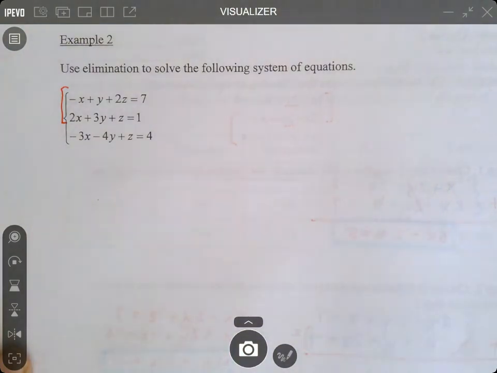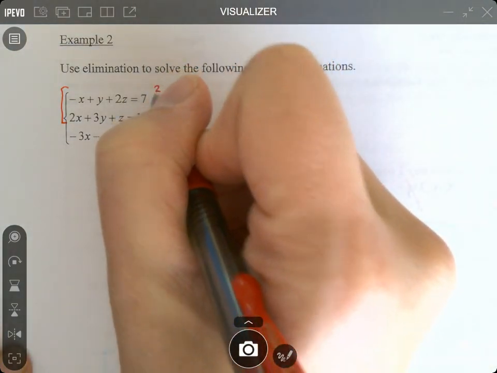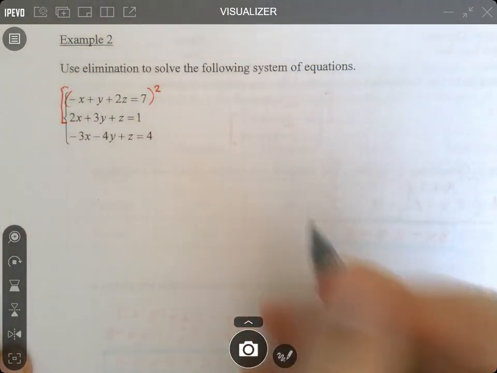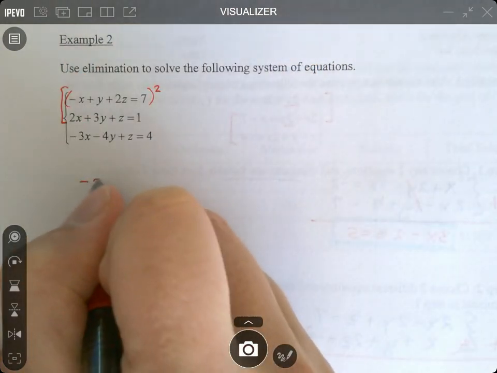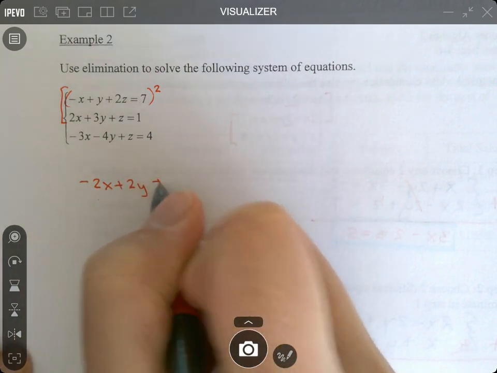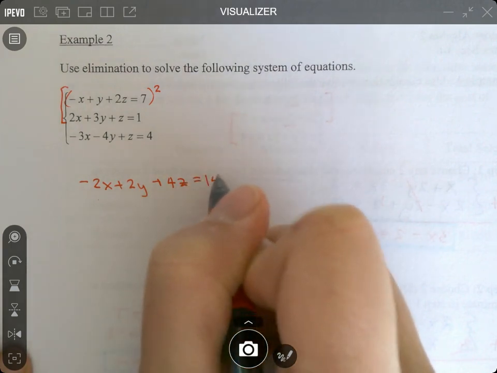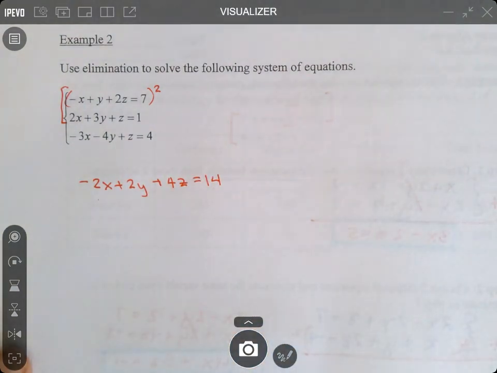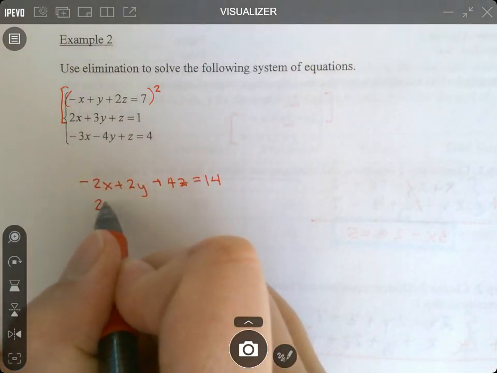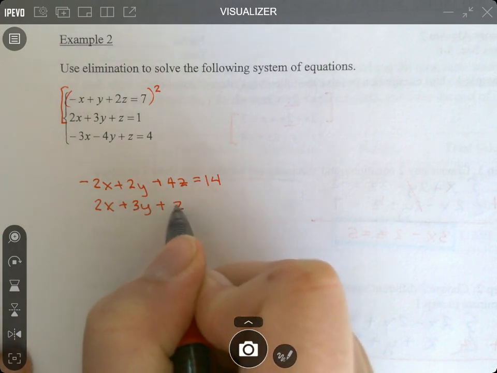So let's pair up these 2. Now, I'm not going to do all the rewriting this time. I'm going to multiply this first one by 2. And so that's going to give me negative 2x plus 2y plus 4z equals 14. So instead of rewriting it twice, I'm just fixing it now. And then the second equation doesn't need changed. If it helps you to rewrite it, whatever works for your brain.